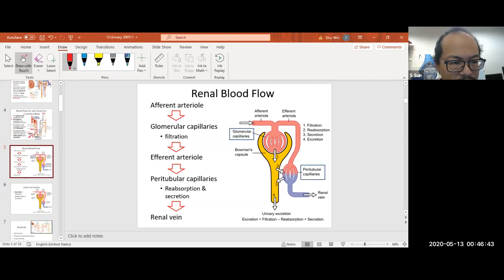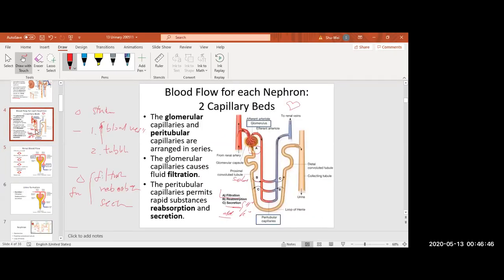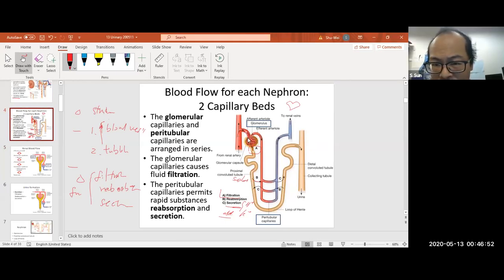If we look at this less cartoonish picture, we have the afferent arteriole coming in, the glomerular capillary, the efferent arteriole. Then it goes through the peritubule capillary, right next to the tubule, and then the renal vein. So that is the sequence of the blood. Any questions? That's the structure of the vessel. So we finish this one here, blood vessel structure. Any questions?